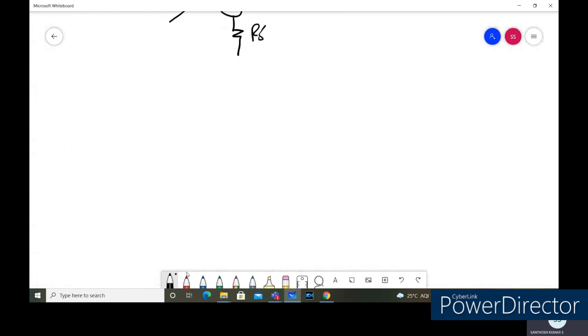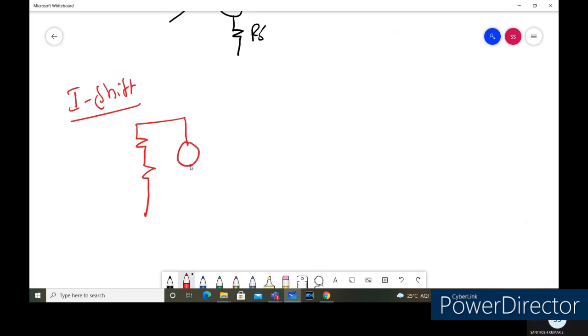The other kind of shift is called the I shift, or the current shift, we can call here. This will be helpful when the circuit is complicated. For example, let us consider the resistor in which the current source will be connected like this. The current source will be connected like this, and there will be some branch there.